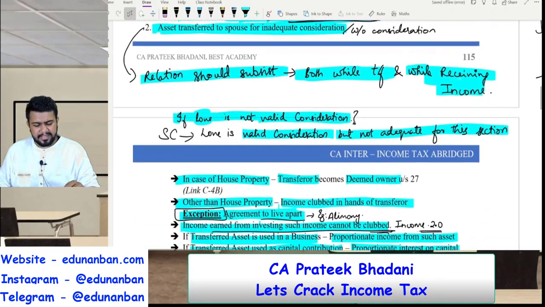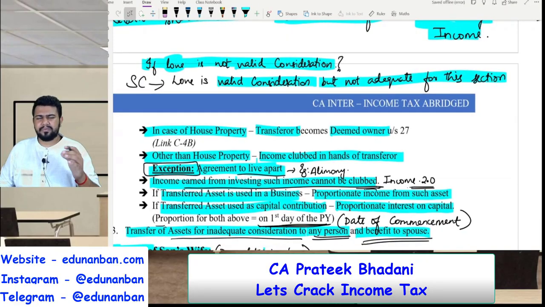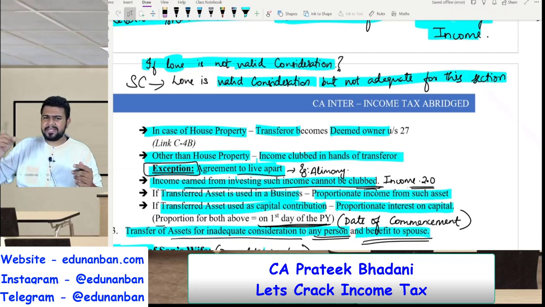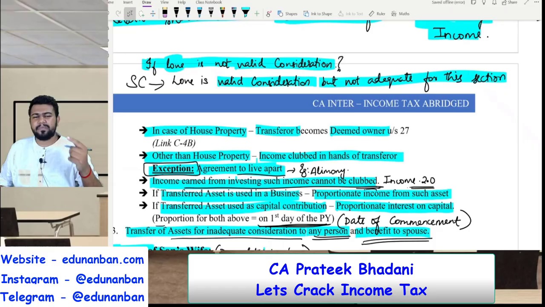Then I also told you that a wife went to the income tax department and said my husband is giving me the property and I am giving consideration as my love. Is love not a valid consideration? The case went till the Supreme Court, and the Supreme Court said that love is a valid consideration, but love is not adequate consideration as per the provisions of this section.